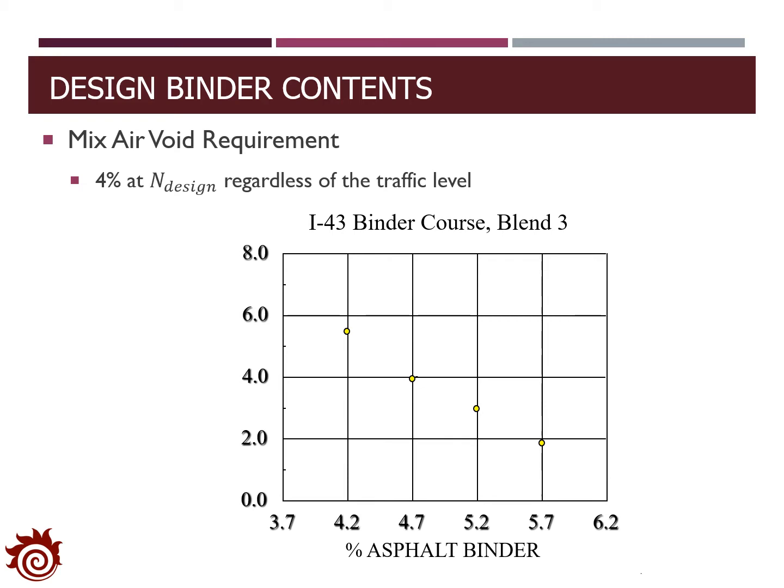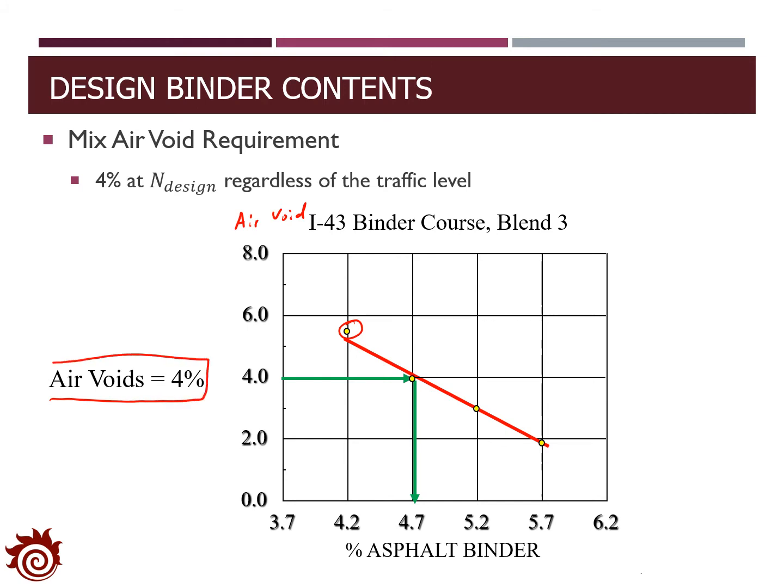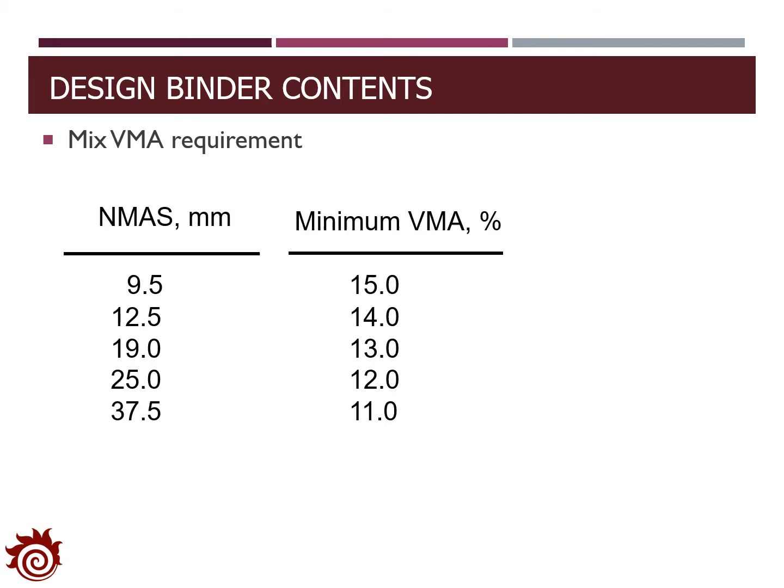In this figure, each point represents one combination of the air void and asphalt content for one specimen. Here, the vertical axis is air void. We will have 4 specimens in the test. With that, we can fit a line to all these 4 points. And then we can find out the asphalt content at air voids equal to 4%. In this case, we find the asphalt content at 4.7%.